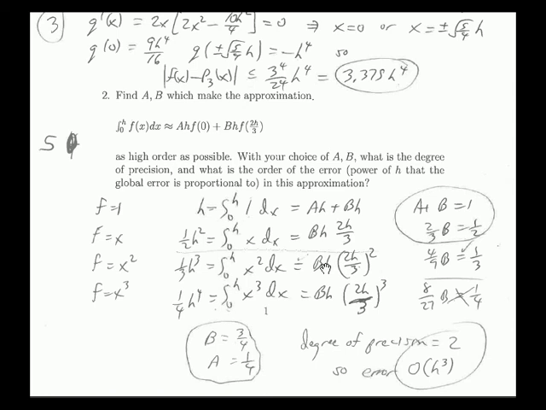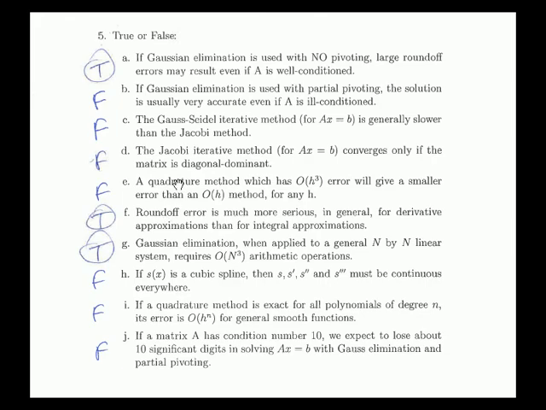You don't have any more control over what A and B are because they have to be these values to get exact for polynomials of degree 1, but maybe you get lucky and it's exact for polynomials of degree 2, and in fact you do get lucky, but you don't get too lucky, so it's exact for polynomials of degree 2, therefore the error is order h cubed for general functions. Okay, one true-false question is interesting here.